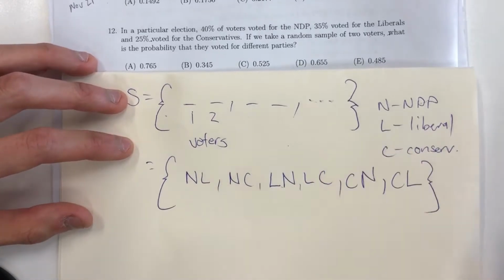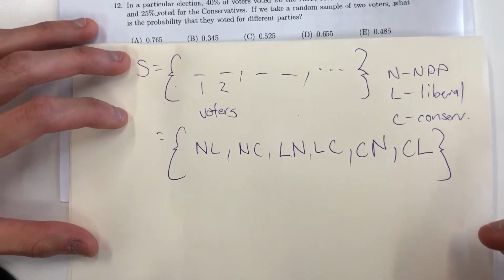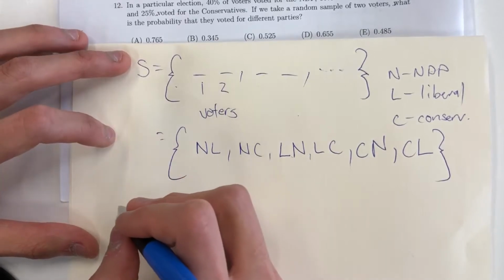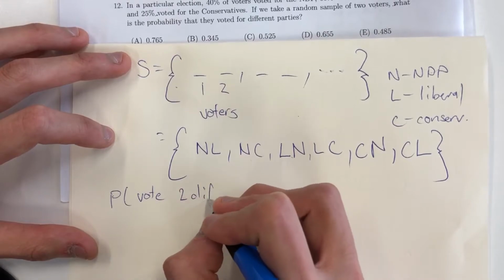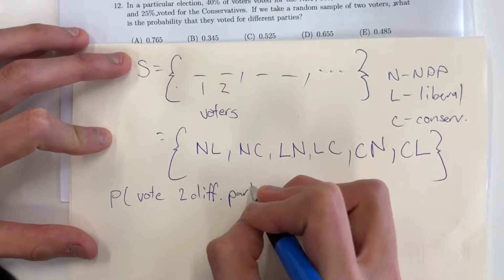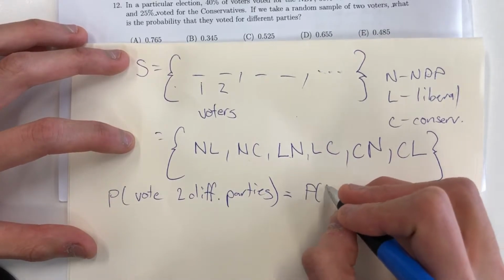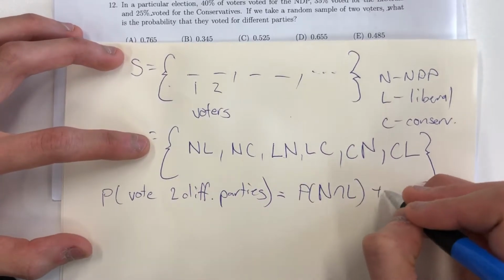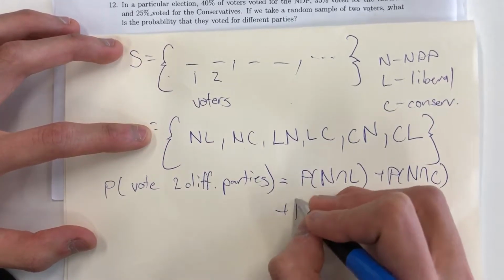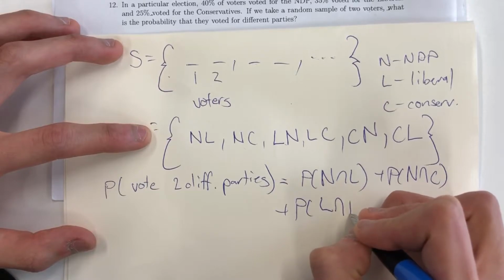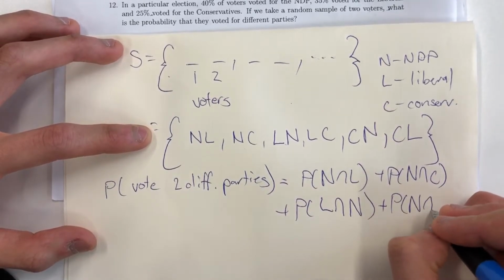So we have 6 outcomes. So we need to sum up 6 different probabilities. So the probability that they vote 2 different parties will be the probability that they vote NDP and liberal, plus the probability that they vote NDP and conservative, plus the probability that they vote liberal and NDP, and so forth.